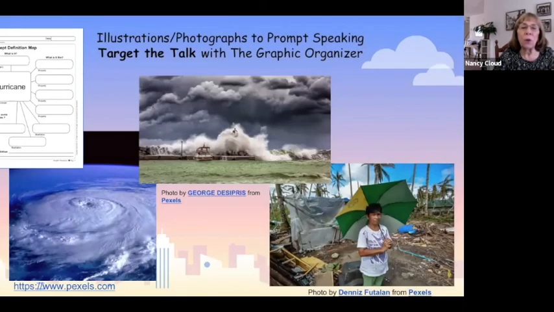I can also use illustrations and photographs to prompt speaking and to target the talk. What is this showing me about a storm surge? What is this showing me about the destruction? What category storm do you think produced this? What's going on here? Why is there this cycling around? Describe what's happening in this picture with the hurricane that was taken as a photograph from above it by hurricane hunters.